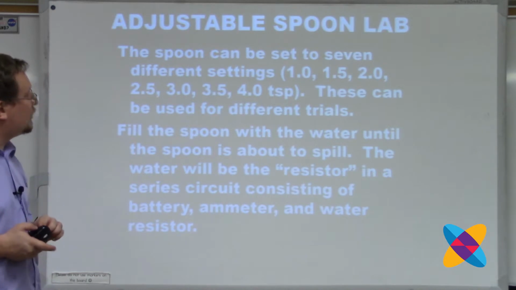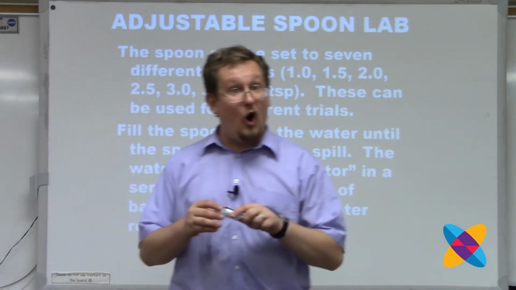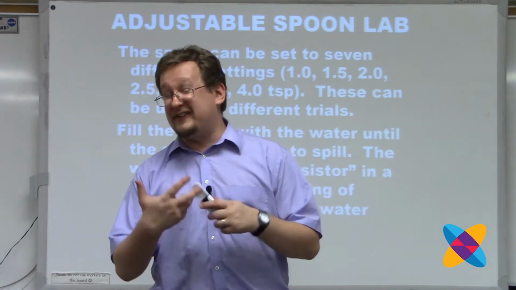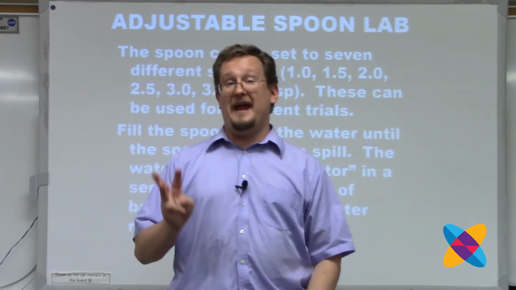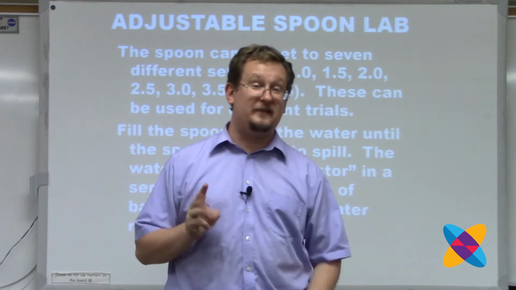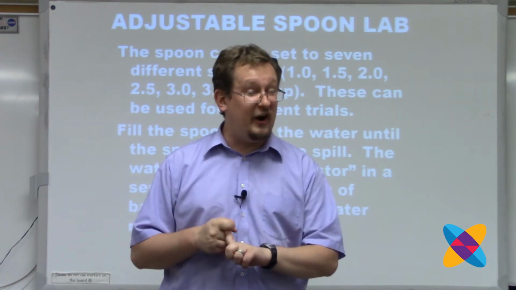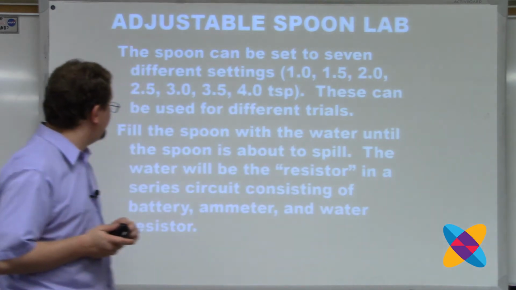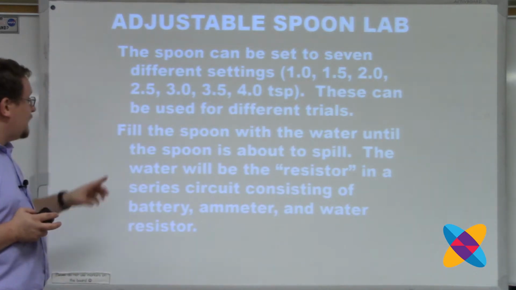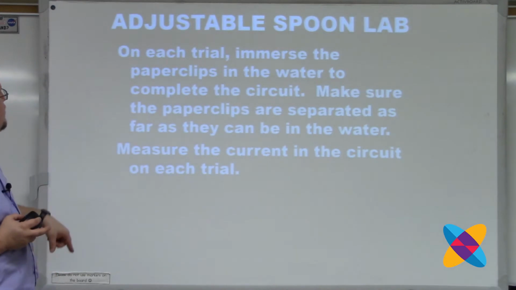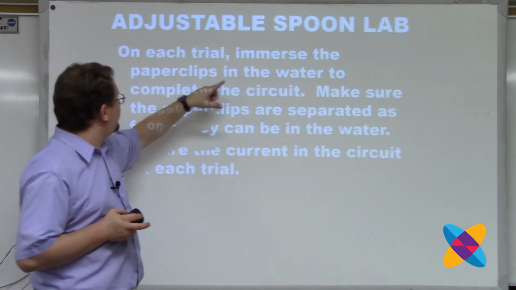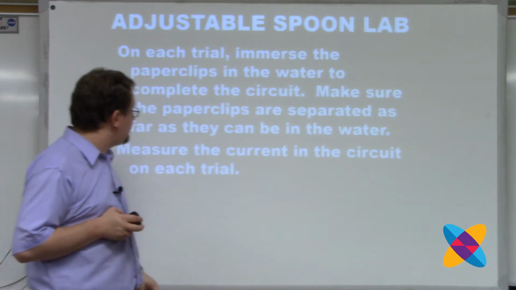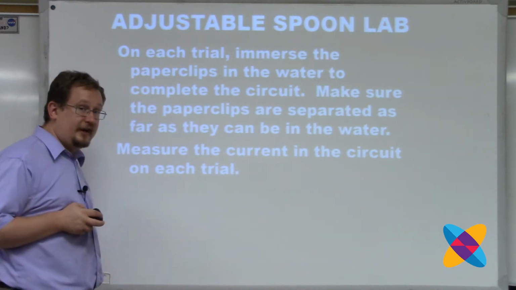And what we're going to do is fill the spoon with water, and that water is going to act as a resistor. So we're going to make a circuit with 3 series elements: battery, ammeter, and the resistor that is the water. You'll see it here in a moment. So what are we going to do? We're going to measure the current on each trial. We're going to immerse the paper clips, or the pins that I have here, in the water. We're going to complete the circuit. We're going to measure the current in the circuit on each trial.